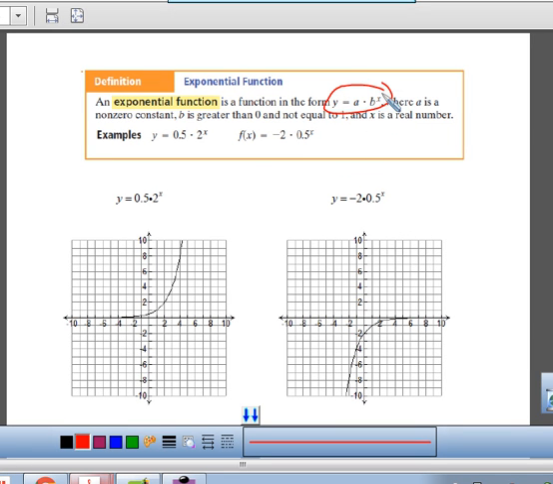Y equals a times b to the x. Now it says a is a non-zero constant. There's something else I want you to add to that. A is the initial value. And if you're not sure what initial value is, basically it's the amount of money that you start with. Alright, so now I'm going to clear the screen and go back to page 8.